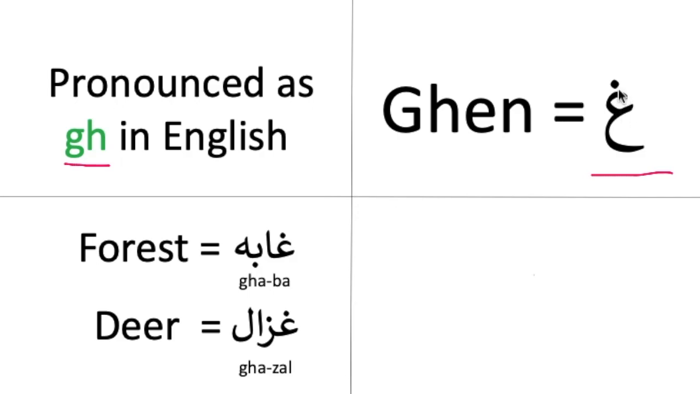Again, this is one of the letters that I want you to memorize a couple of words for, to remind yourself how to pronounce ghain, such as ghaba. Ghaba, forest. Ghaba starts with ghain. Ghain, alif, b, he. Ghaba. Or ghazal, deer. Ghazal in Arabic means deer. غين زين ألف لام غزال.